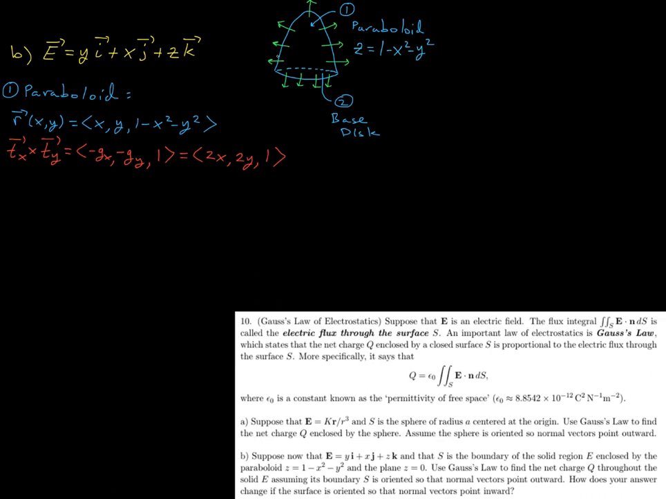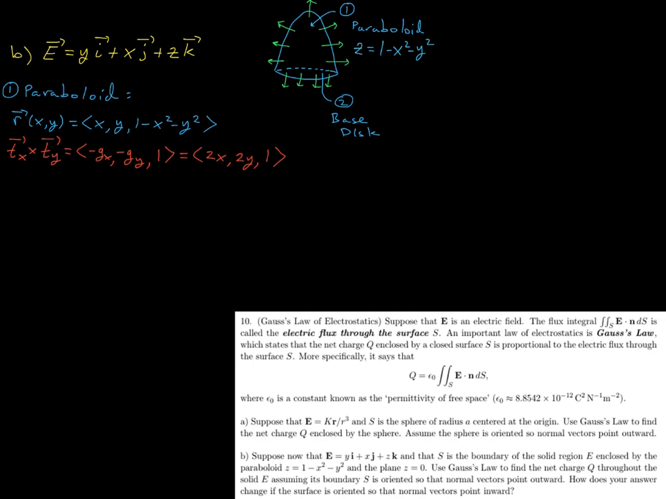Okay, that's just formed by the intersection of the paraboloid and the xy plane. So here Z is 0 along this base disk. And since this paraboloid is given in explicit form, right, Z is 1 minus x squared minus y squared, I'm going to parameterize the paraboloid with an explicit parameterization, right? So R of x, y is just x, y, 1 minus x squared minus y squared.